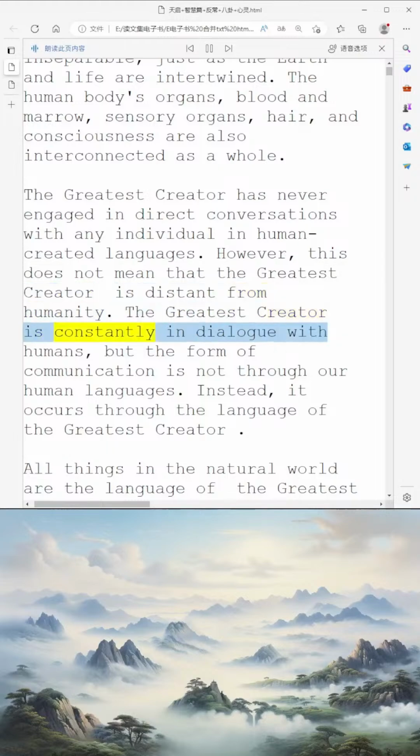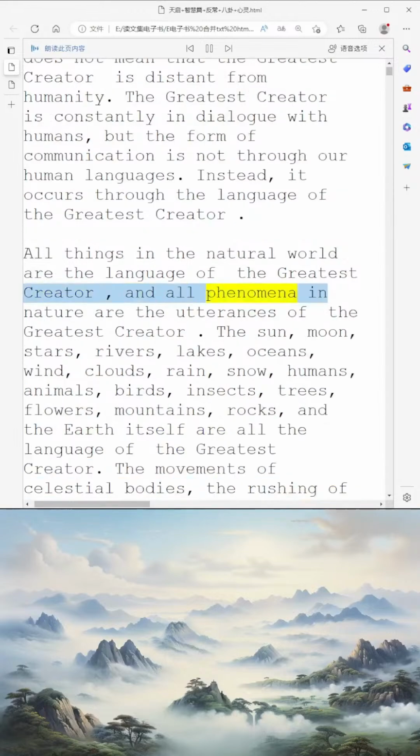The greatest creator is constantly in dialogue with humans, but the form of communication is not through our human languages. Instead, it occurs through the language of the greatest creator. All things in the natural world are the language of the greatest creator, and all phenomena in nature are the utterances of the greatest creator. The sun, moon, stars, rivers, lakes, oceans, wind, clouds, rain, snow, humans, animals, birds, insects, trees, flowers, mountains, rocks, and the earth itself are all the language of the greatest creator.